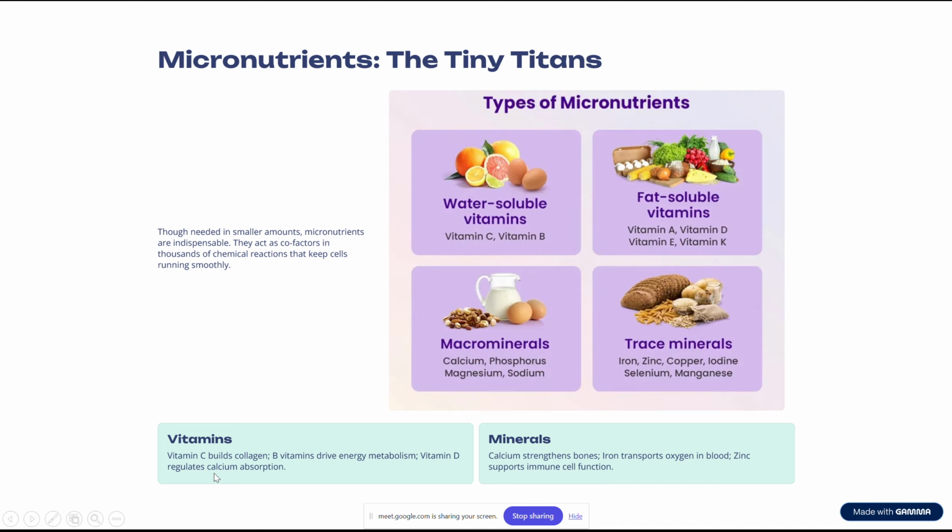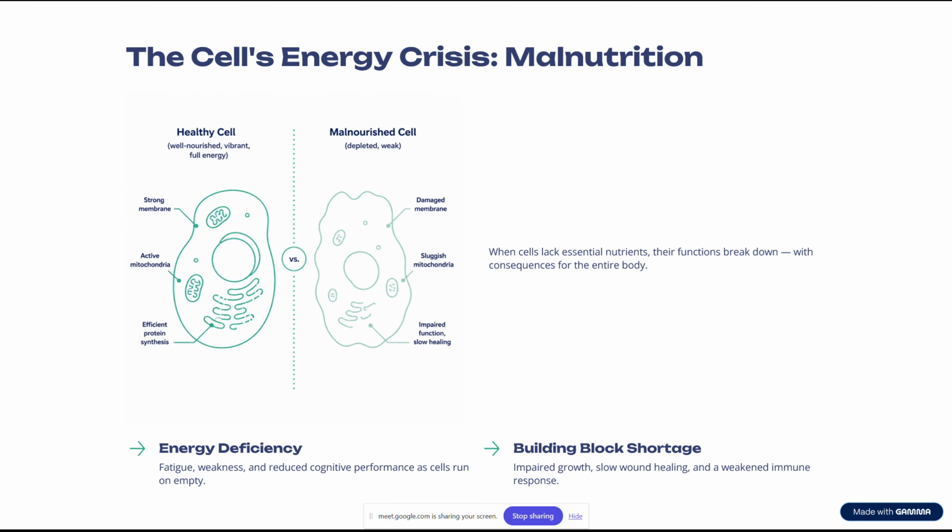So vitamin C builds collagen, important for collagen, so C for C there. B vitamins drive energy metabolism, and vitamin D regulates calcium absorption. For minerals: calcium strengthens bones, iron supports oxygen in blood, and zinc supports immune cell function.